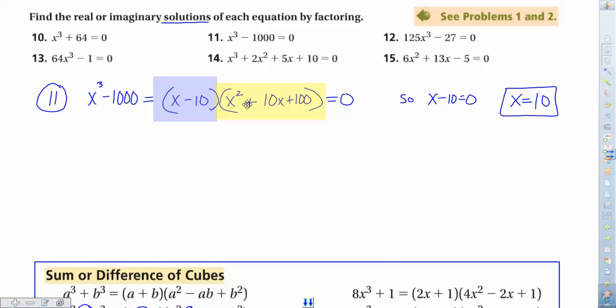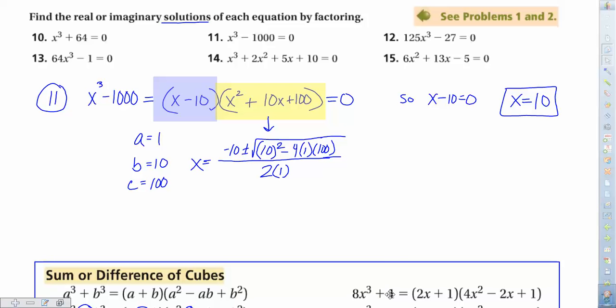We got to use the quadratic formula on that, so let's set that up. So there we have that. A is 1, B is 10, C is 100. Substitute that in there. Remember, next move, 100 minus 4 times 1 times 100 would be 400, so 100 minus 400 would take us to negative 300.